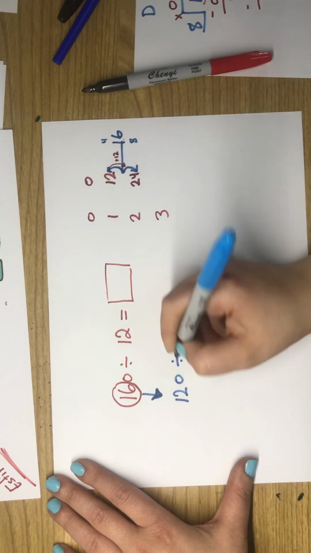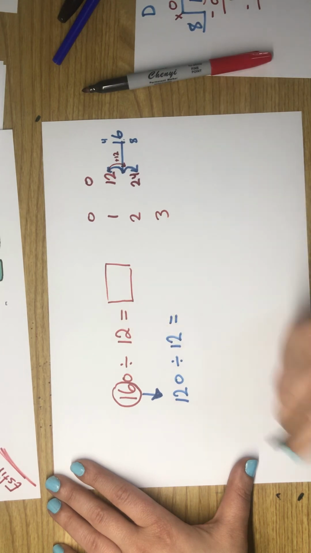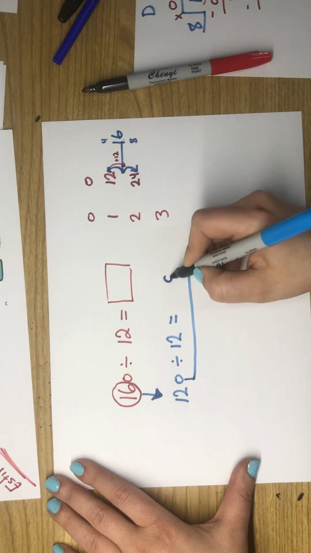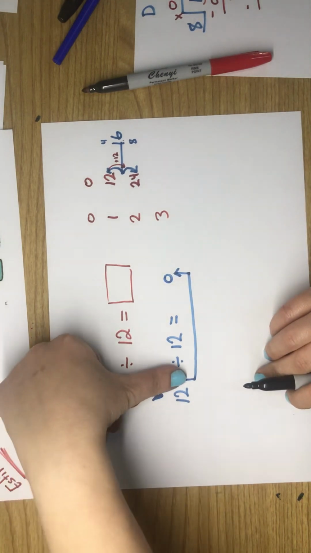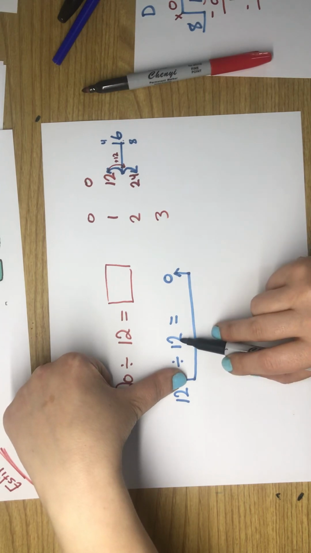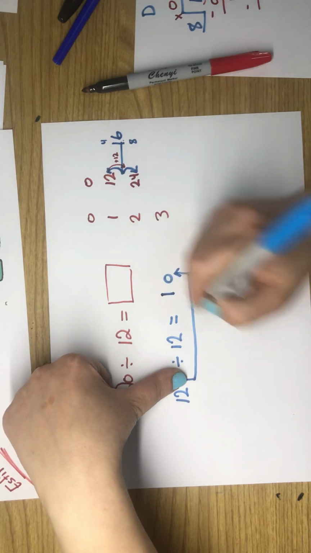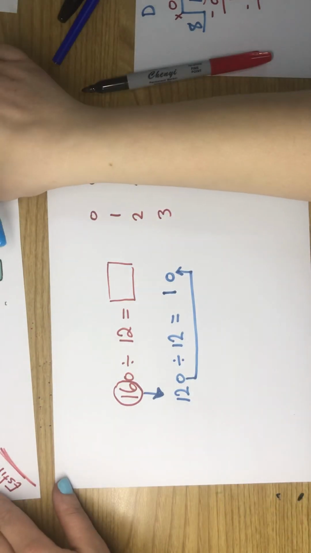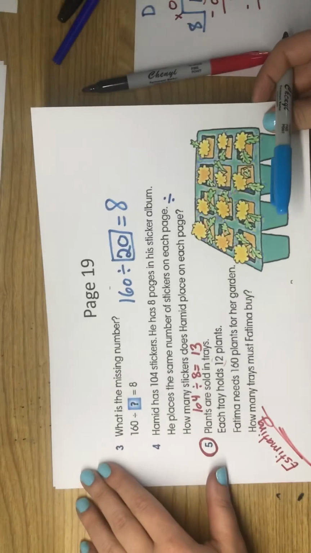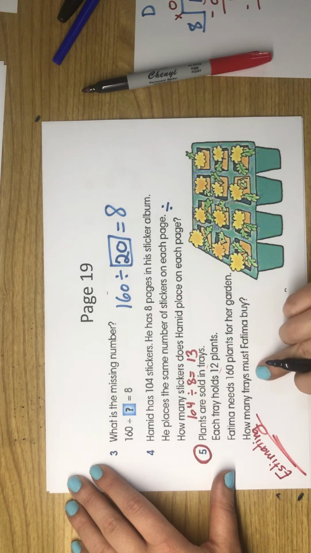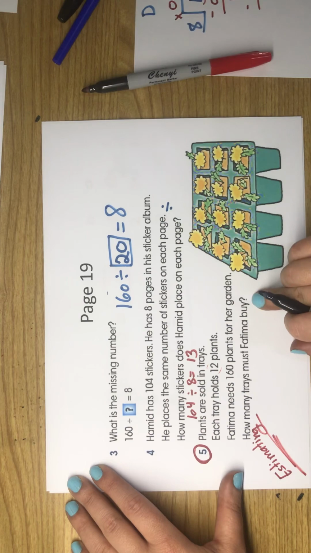0 divided by 12. The same thing that I taught you. The 0 goes here. Now, 12 divided by 12, any number divided by itself equals 1. Okay? Again, how many trays must Fatima buy?